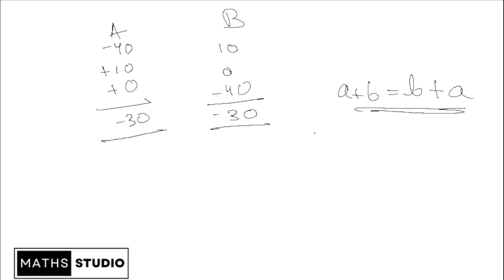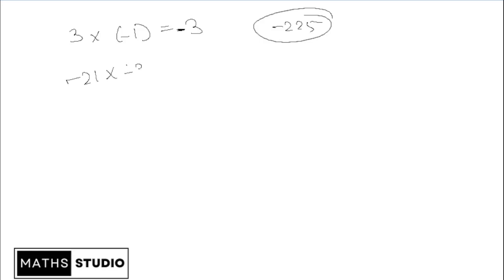Okay. Now let us look at exercise 1.3. So in 1.3 they are saying find the product of. Okay. So 3 into minus 1 would give me how much? 3 ones are 3, and there is only one negative sign, that is an odd number of minus sign, so minus 3. Okay. Minus 1 into 225 would give me minus 225, and minus 21 into minus 30.